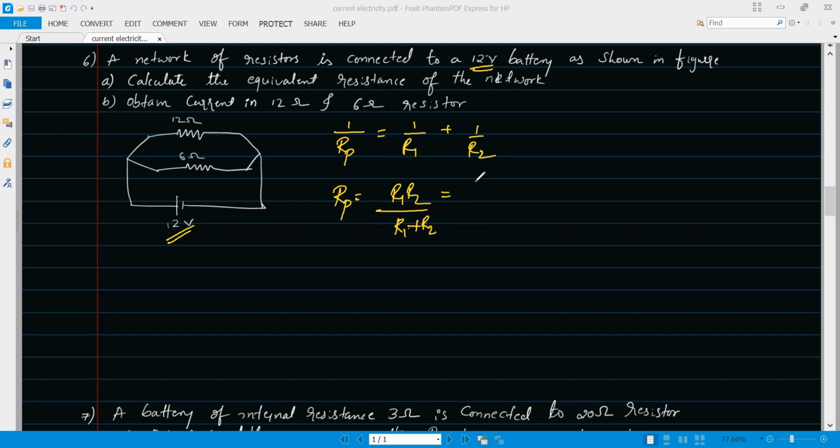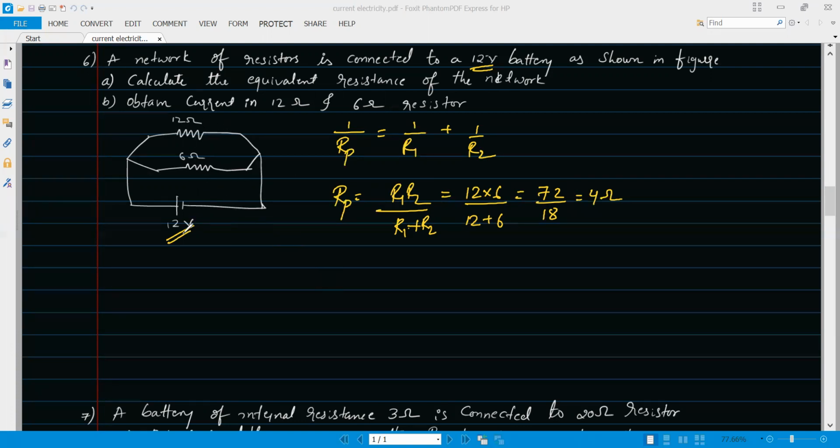So if you solve for this, your value will be R1, which is 12 into 6 divided by 12 plus 6. Calculating this, it is 12 times 6, 72, divided by 12 plus 6, which is 18. So this is 4 ohm. So the net equivalent resistance we get is 4 ohm.